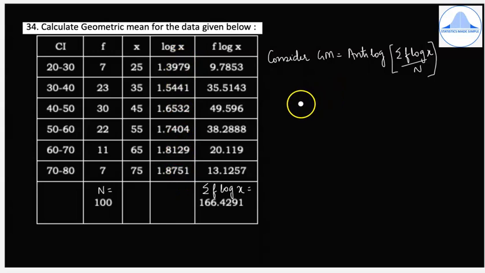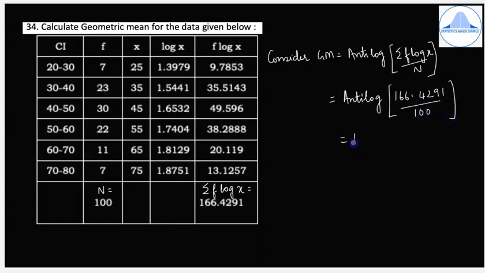So substituting, we get anti-log of 166.4291 divided by capital N, which is equal to 100. So it is anti-log 1.6643, or we get geometric mean is equal to 46.16. You can just have 2 places after the decimal.